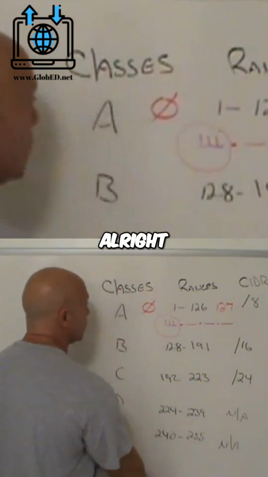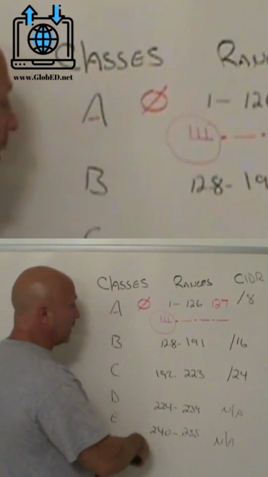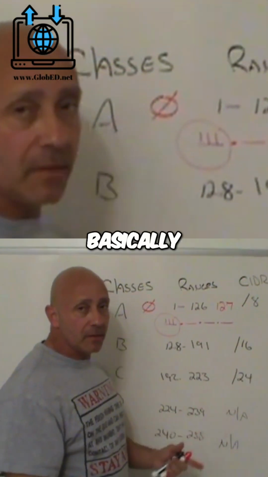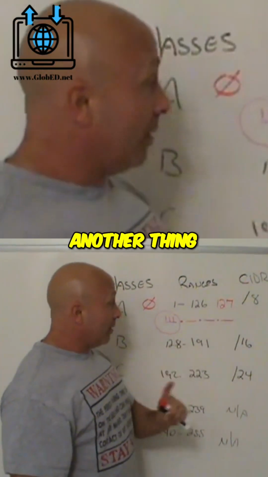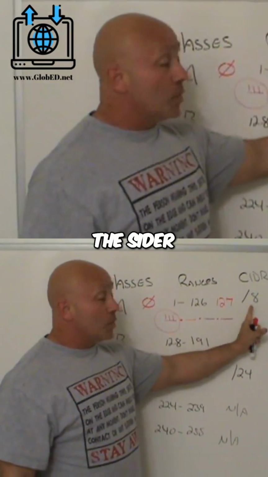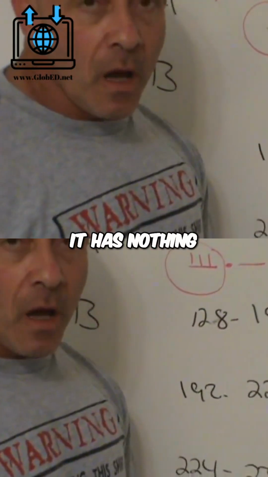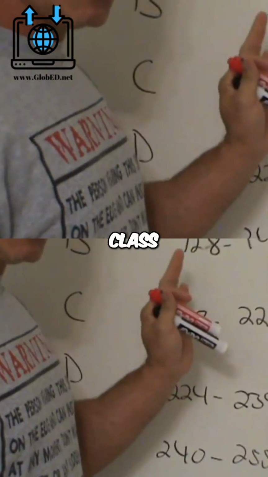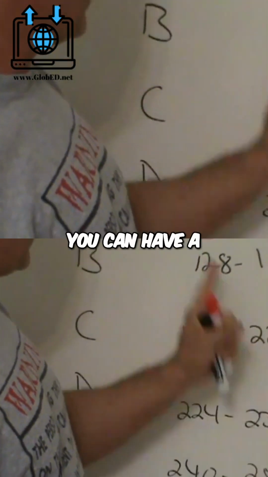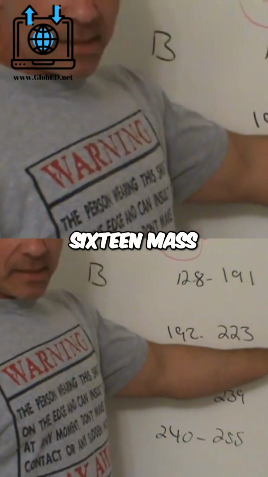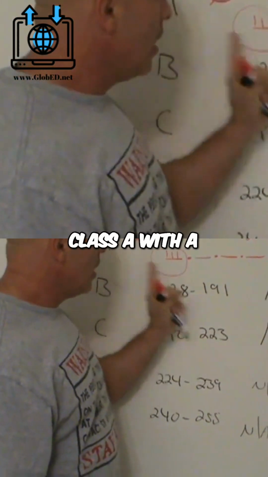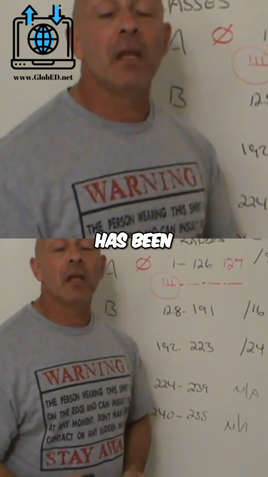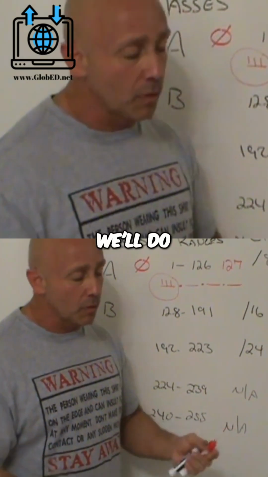Okay? All right. So now you know your classes, A, B, C, D, and E, and their ranges. You just need to memorize. There's no math involved here. Basically, it's memorization. Another thing, the CIDR, which is the subnet mask, has nothing to do with the class of address. You can have a class A with a 16 mask. You can have a class A with a 24 mask. That means it's just a class A that has been subnetted. Okay, we'll do subnetting later.